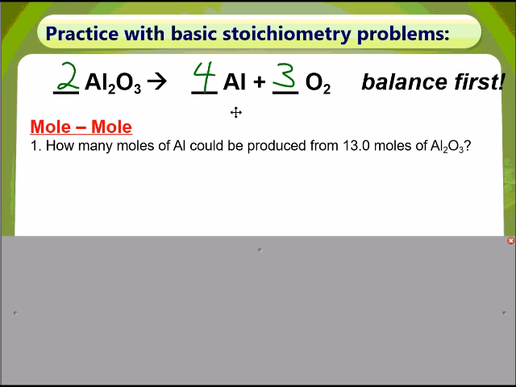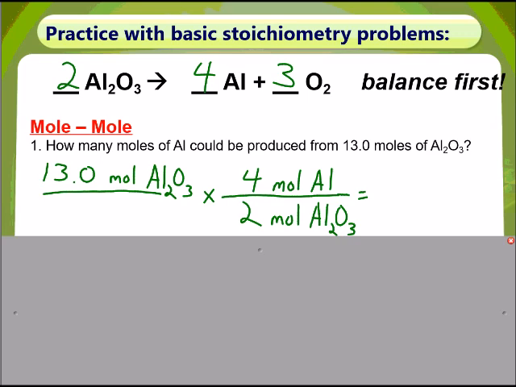All right, step one is to look at our given. 13 moles of aluminum oxide. Now, is this in moles? Yes, it is. So we don't need step one. We don't have to convert it to moles because it's already there. Step two is our mole-to-mole ratio. We do need that. So our mole-to-mole ratio here, we started with aluminum oxide.